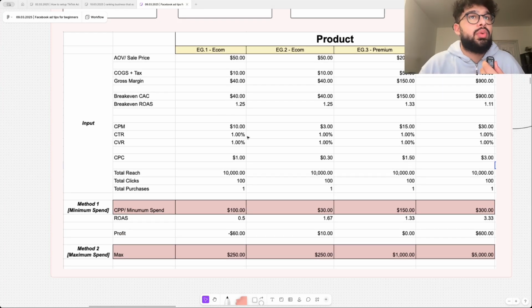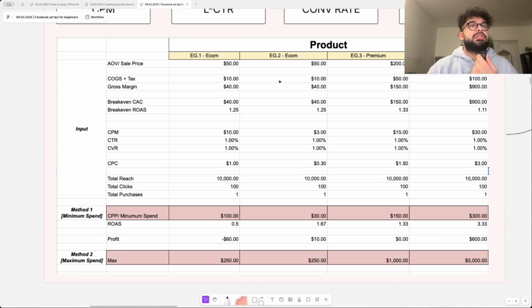Now let's look at an example where the CPM is just a little bit cheaper, and it tells us, by the way, our cost per click is $1 here. So same product, same COGS, same everything, the break-even CAC is the same, break-even ROAS is the same, right? Because obviously same numbers. If my CPM is $3, then I only need to spend $30 to know have I spent the minimum amount required.